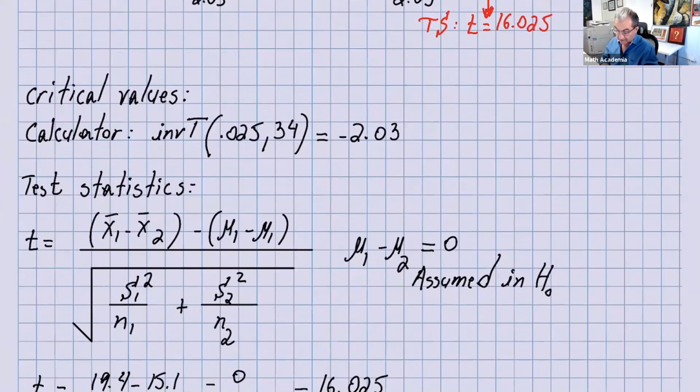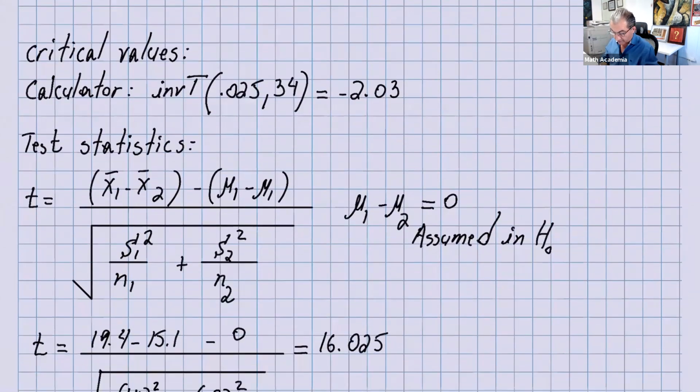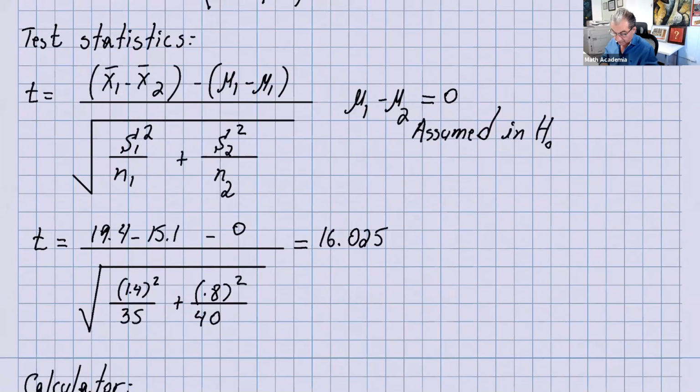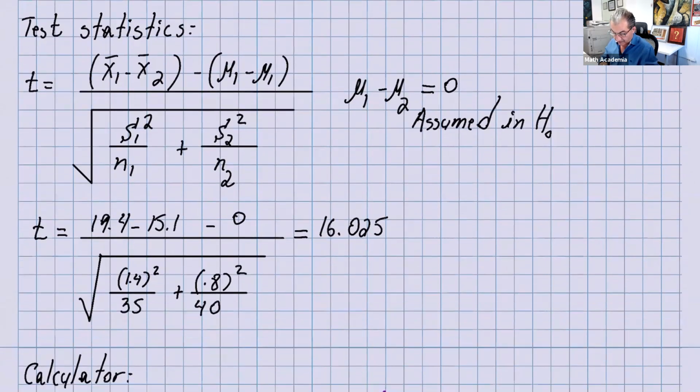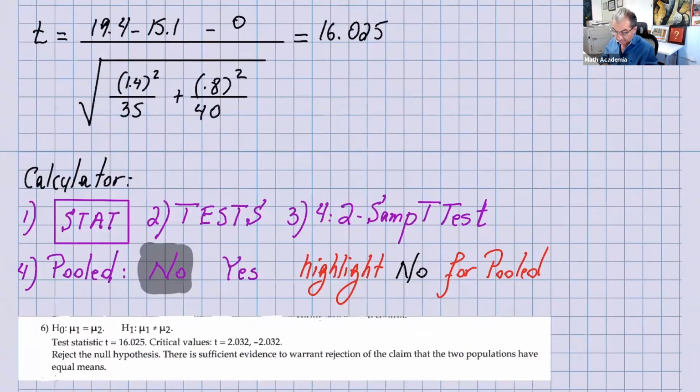Test statistic. This is the formula for the test statistic, and I did that for you. If you substitute all the givens, this is always 0, assumed in H0. So you get 16.025. On the calculator, you go to stat, test again, number 4, 2-sample t-test.